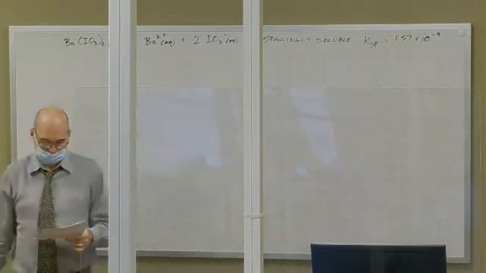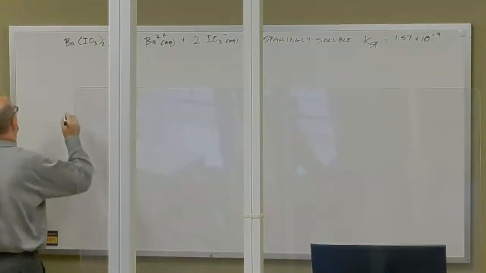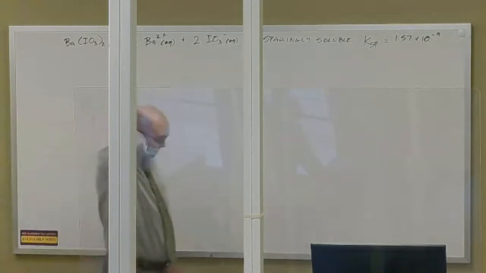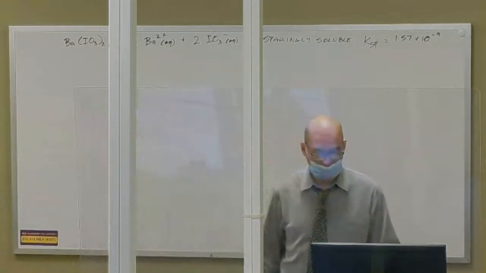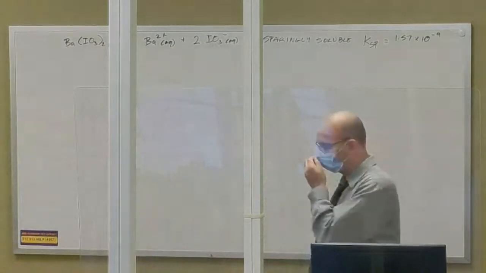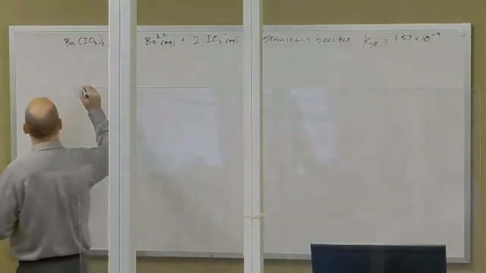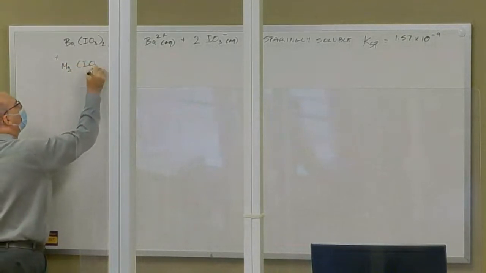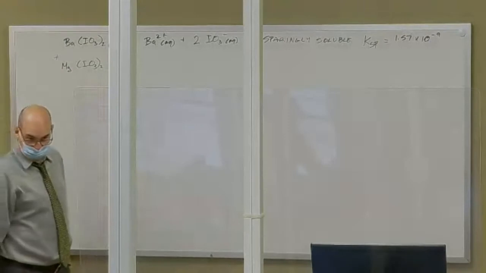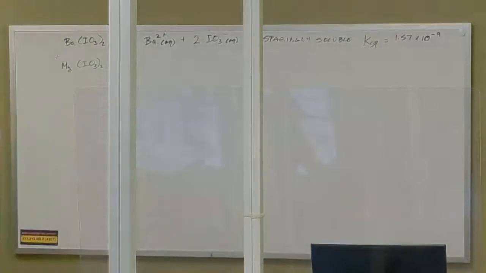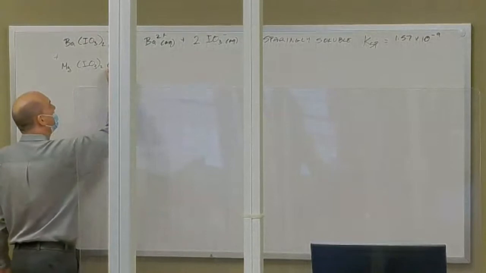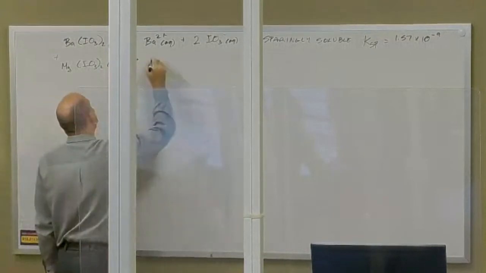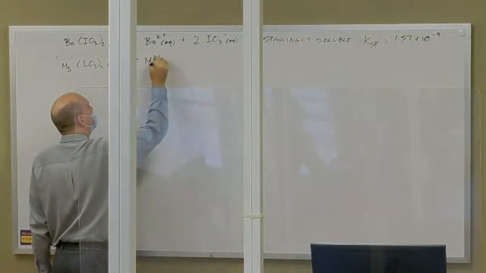Okay. We have been asked to find its solubility, but there's a wrinkle. We are told that the barium iodate is not alone in solution, that the barium iodate is in with magnesium iodate, and magnesium iodate doesn't have difficulty dissolving.